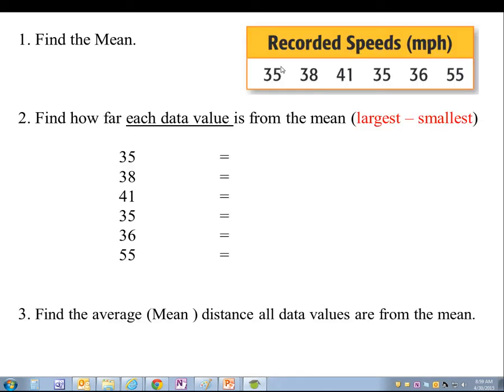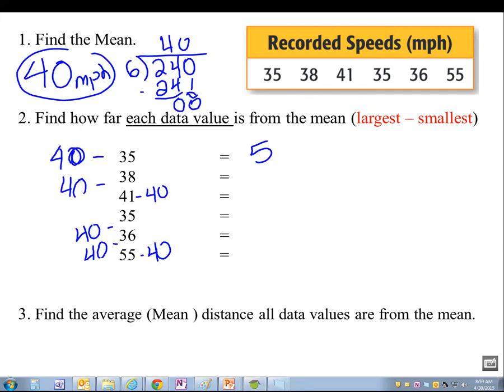And when the microphone wasn't on, here's what we did. We found the mean of the recorded speeds. Students right now are getting the rest of these done. So we found that it was 40 miles per hour. Then we had to find out how far each data value is from the mean, because this is how we're going to eventually find the mean absolute deviation. So after we found the average, or the mean, we brought those down, and we're going to see how far that mean is from each data value.